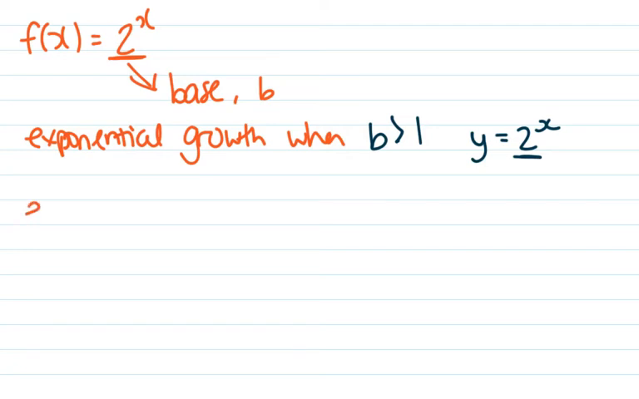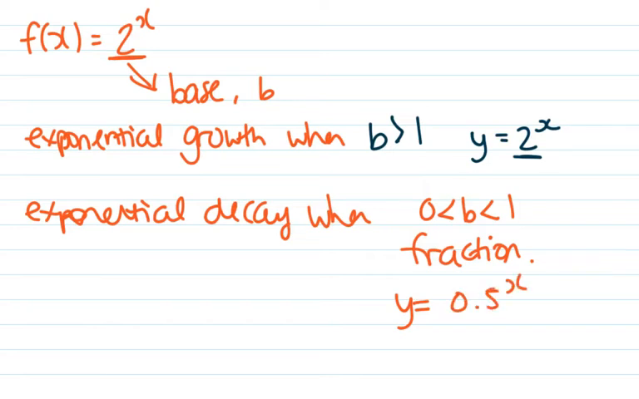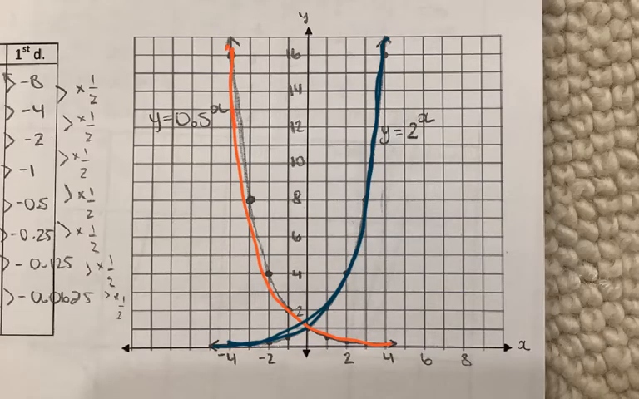Now, exponential decay happens when b is between 0 and 1, or it's a fraction. It's not a whole, it's not 1, it's part of 1. Okay, so that happened when we had y equals 0.5 to the power of x. We started out big, and then our graph got smaller and smaller as we went on. So that was exponential decay.